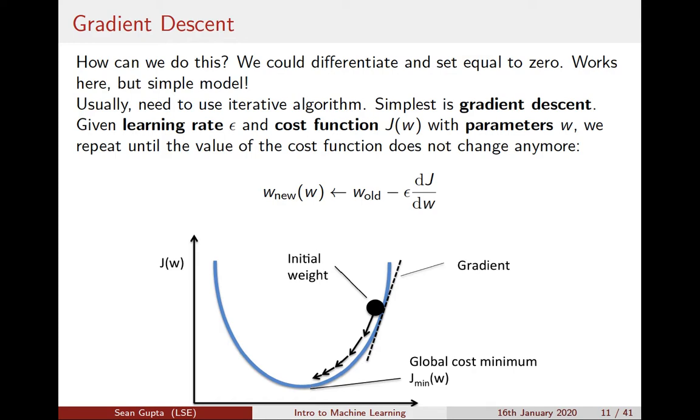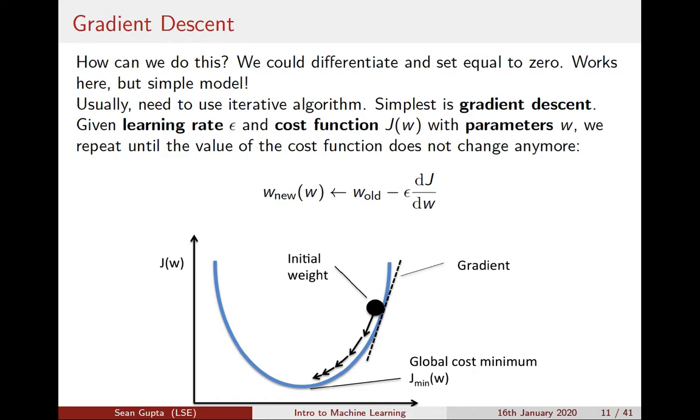So more mathematically, this means that we have an old value of w, we subtract the gradient times some learning rate, epsilon. Epsilon is some small number that basically tells us how large the steps are that we take. If we do that, we get a new value of w. We keep doing this until our cost function is minimized. That's the basic idea.